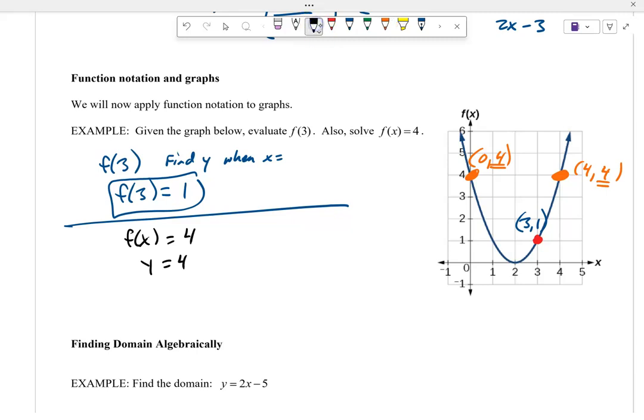So solve f of x equals 4. This happens when x is 0 and when x is 4. That's when f of x equals 4. That's when our y value is 4.